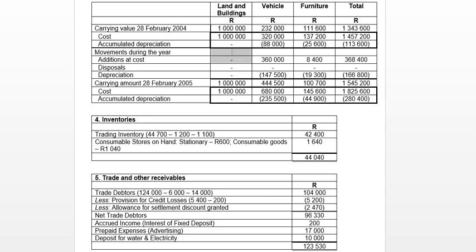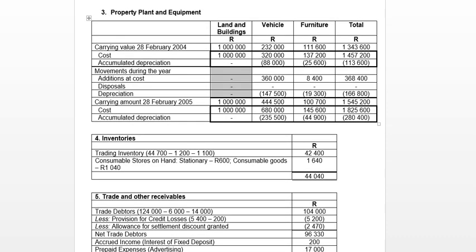So our land and buildings, there was no other movement during the year. We've got a cost price of R1,000,000. It does not accumulate any depreciation. So our carrying value as at the end of the year is R1,000,000. That will also be our cost price and carrying value as at the beginning of the year because there weren't any movements during the year.